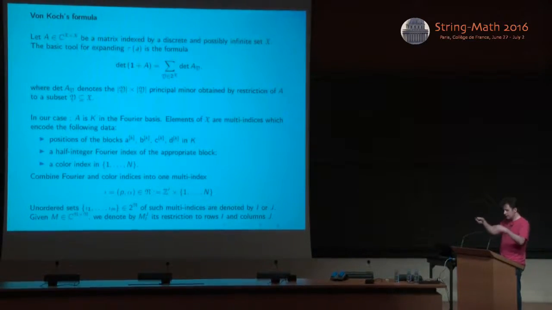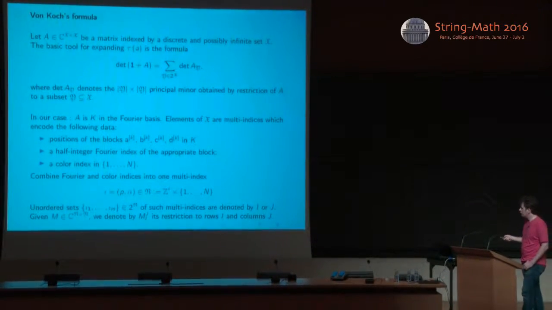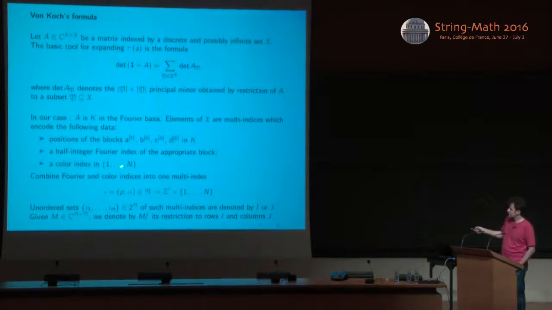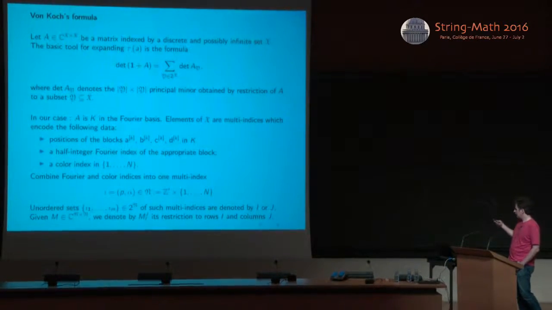First of all, K itself is made out of blocks A, B, C, and D. And then each of these blocks A, B, C, and D itself has, first of all, Fourier indices, these half integer Fourier indices, and then also color indices, which correspond to the internal structure of our Riemann-Hilbert problem. It will be convenient for the following to combine Fourier and color indices into just one index, which will then be living in this set N. And unordered subsets of such indices will be later denoted by I or J. A mnemonic rule is that the elements of I will correspond to positive Fourier momenta, and the elements of J will have negative Fourier momenta.